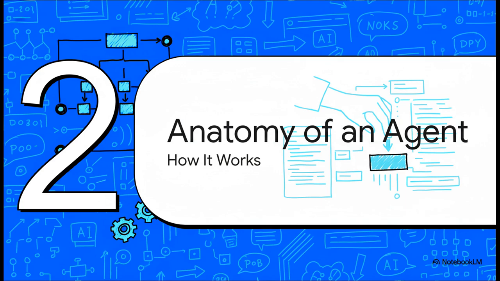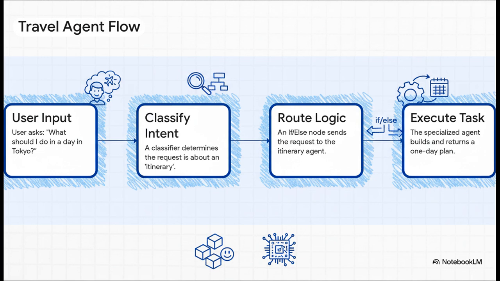All right, so how does this thing actually work under the hood? Let's break down the simple travel agent they showed off in their demo to really see the logic in action. Okay, so it all kicks off when a user asks a question, right? What should I do in Tokyo? Now, the first thing the system does isn't to answer, but to understand. A little classifier agent figures out, hey, this person wants an itinerary, not flight info. From there, a simple if-else node acts like a traffic cop, sending the request down the right path to a specialized agent. And that agent is the one that actually does the heavy lifting and builds the plan. It's a really simple but super powerful flow.